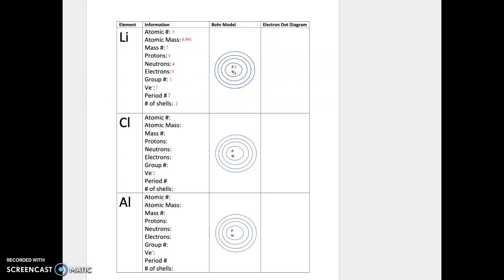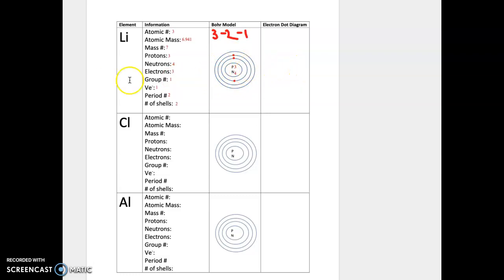Then we're going to fill in our electrons. We see that we have 3 electrons. We know that the first shell can only hold 2, so we put 2 electrons in the first shell. We have 3 electrons total, so we use 2 on the first shell, and then we use 1 on the last shell. We can check that: that's our last shell, furthest from our nucleus, so that's going to be our valence electrons. We're supposed to have 1 according to our group number, and we have 1 on our Bohr model. So that means our Bohr model is correct.